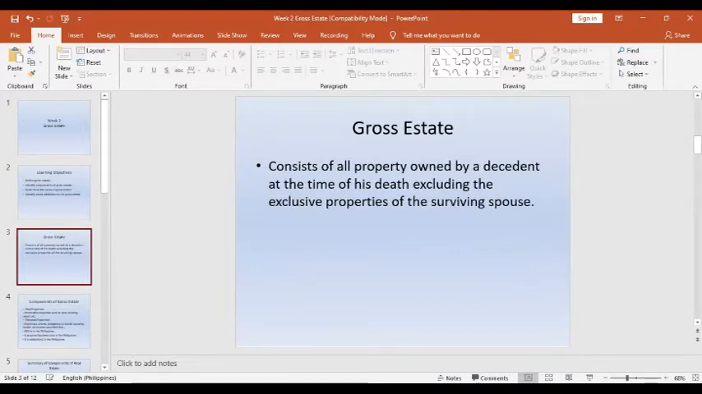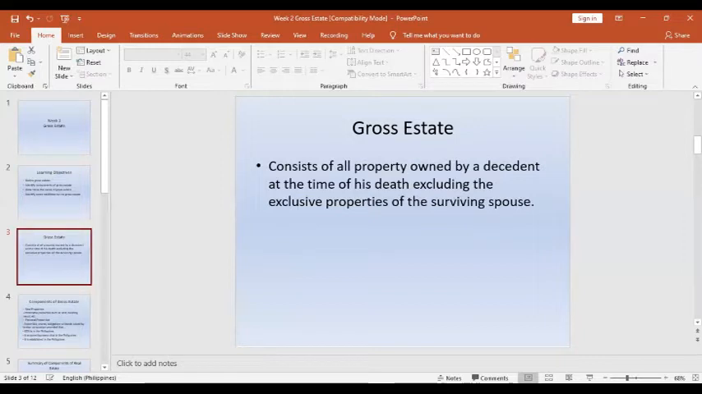So what is the gross estate? The gross estate consists of all the property owned by the decedent at the time of his death that can be transferred to the lawful heirs and beneficiaries. But please take note that the exclusive properties of the surviving spouse are not part of the gross estate of the decedent. That's why in the gross estate, we have to identify whether the properties are conjugal or exclusive, because the exclusive properties are the properties acquired by the decedent before the marriage.